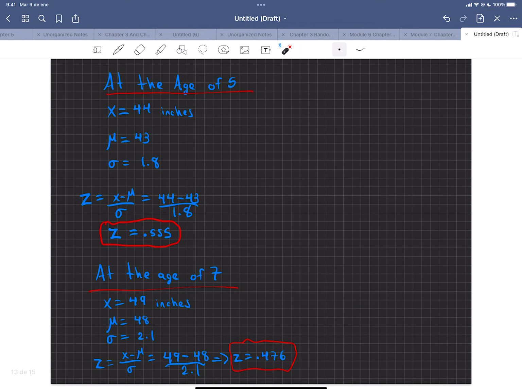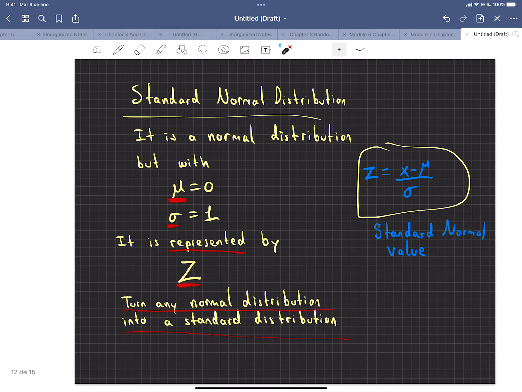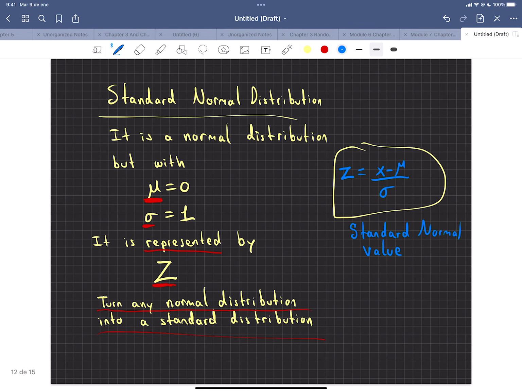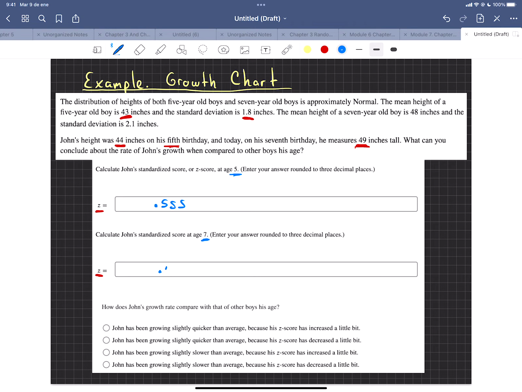That okay? So 0.556 and 0.476, for the age of 5 and the age of 7 respectively. So write down this here: 0.556 and 0.476. There you have.